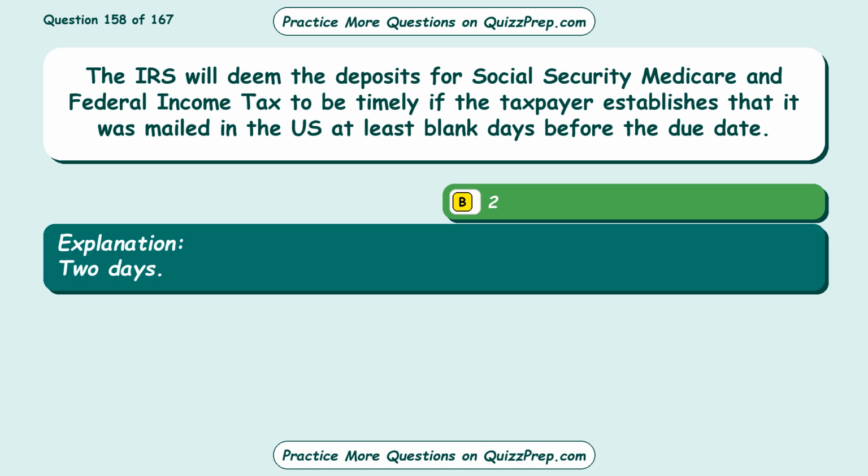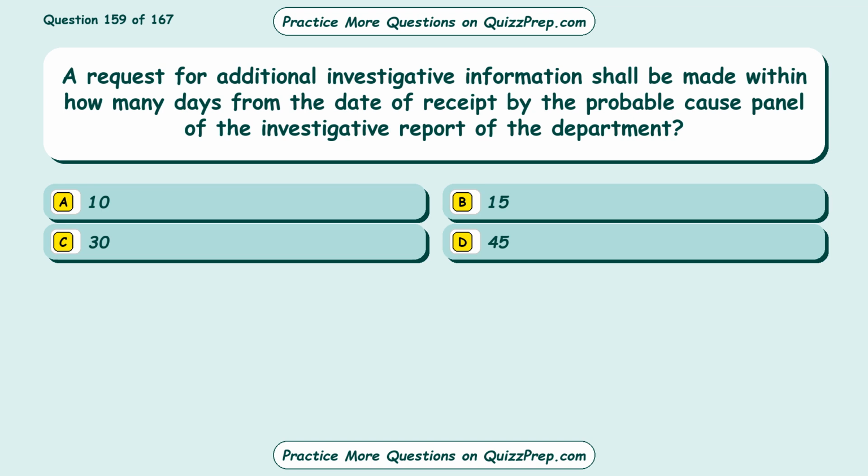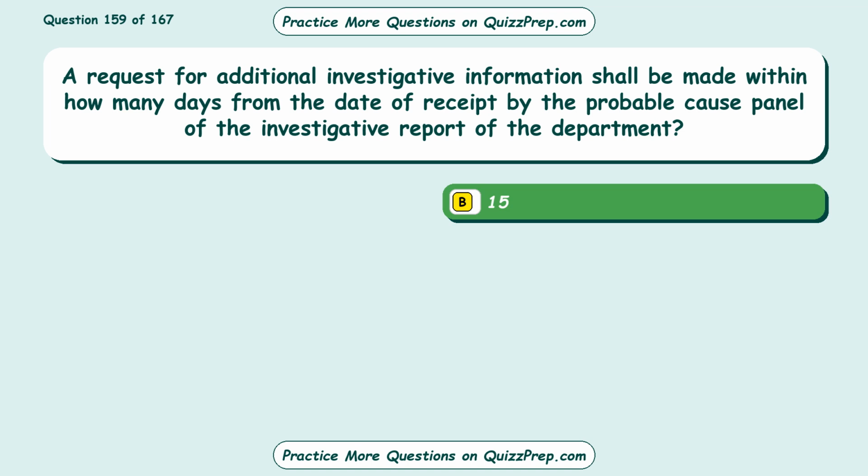2 days. Question 159. A request for additional investigative information shall be made within how many days from the date of receipt by the probable cause panel of the investigative report of the department? Option A, 10. Option B, 15. Option C, 30. Option D, 45. The correct answer is option B, 15.